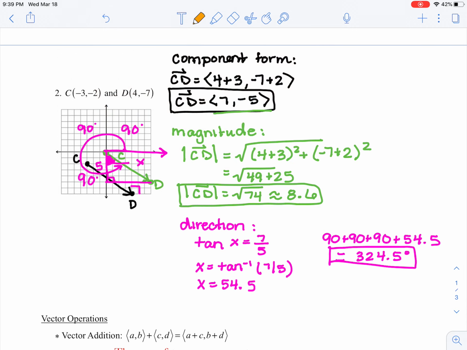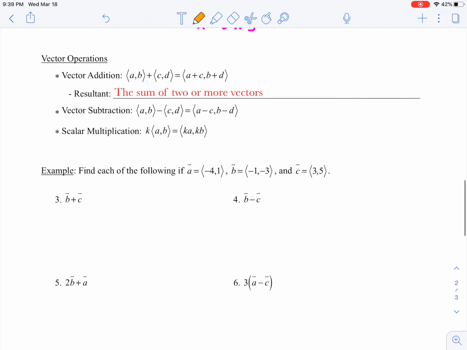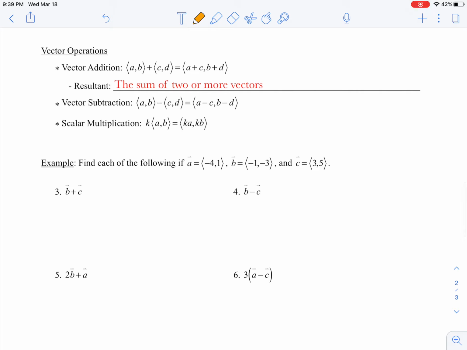The final part of today's lesson deals with operations with vectors. And again, this will come into play when we talk about transformations later on in chapter 9. We're going to perform just basic vector operations, so addition, subtraction, and scalar multiplication. When you add 2 or more vectors, instead of the answer being called the sum, as it is with typical numbers, their sum is called the resultant. The resultant is the sum of 2 or more vectors.